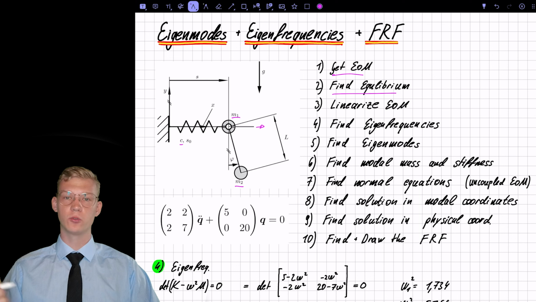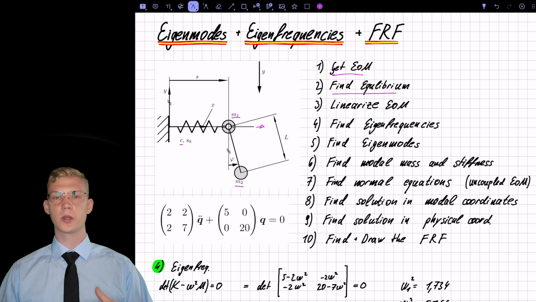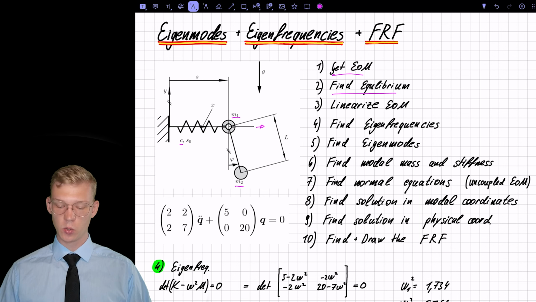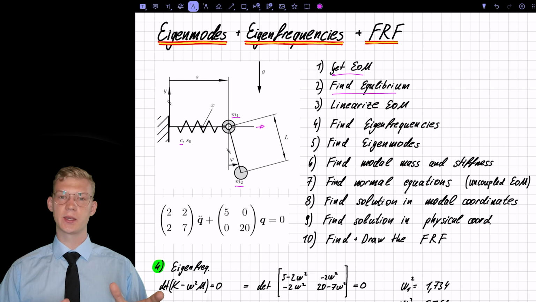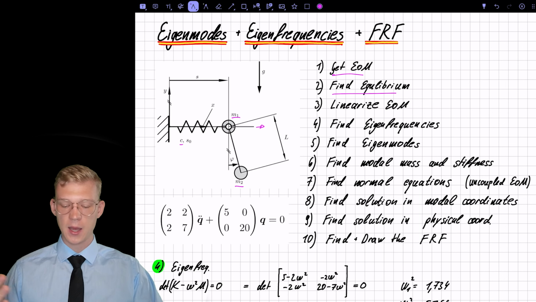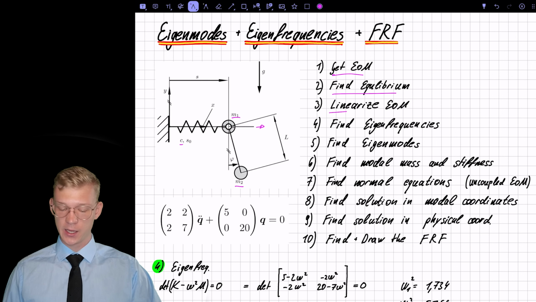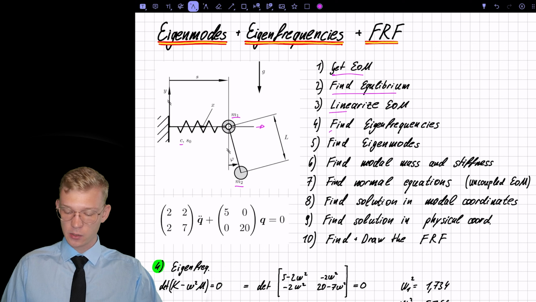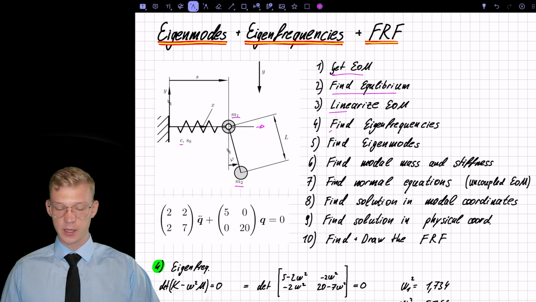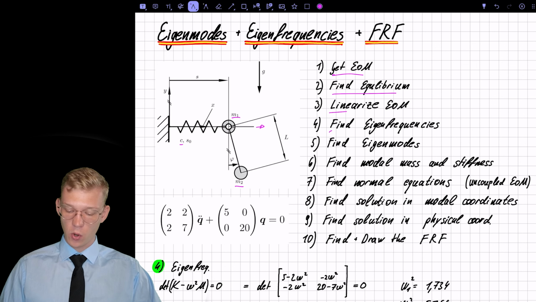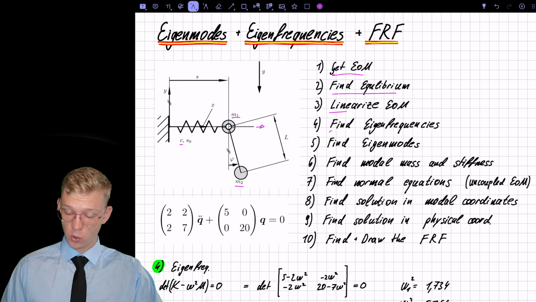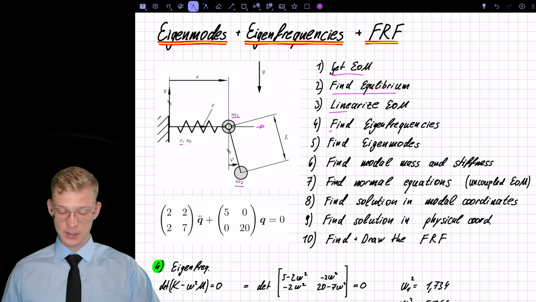After that, we have to linearize the system because we don't want to work with sines and cosines and so on. We just want linear equations that are much easier to work with. This is now step number 3. Then we need to find the eigenfrequencies, and with the eigenfrequencies, we can find the eigenmodes. With the eigenmodes, we will then find the modal mass and modal stiffness.